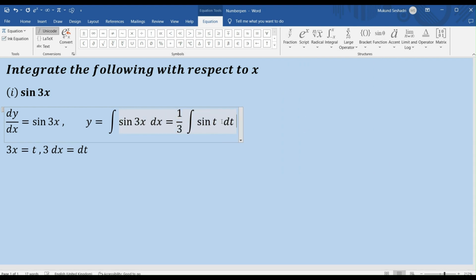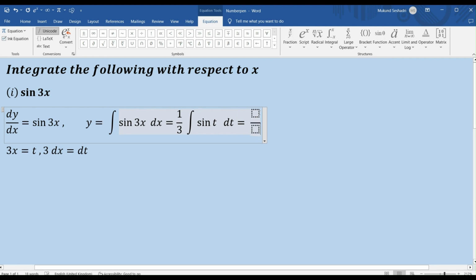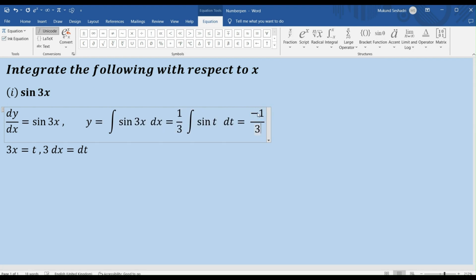And this is something which I'm familiar with from first principles. And what is the answer to this? The answer to this is minus 1 by 3 cos t. Why is that? And of course, remember to add your constant in all these problems. See, because when I differentiate cos t, I get a minus sine t. And when I differentiate minus cos t, I get a sine t. So therefore, the integral of sine t dt is nothing but minus cos t. So when you differentiate minus cos t, you get back your sine t.